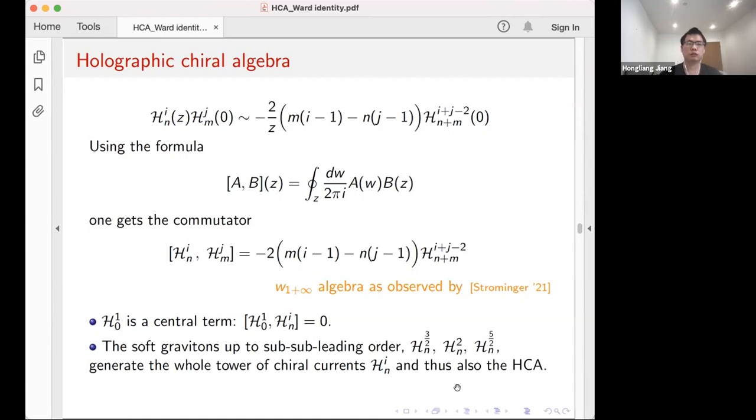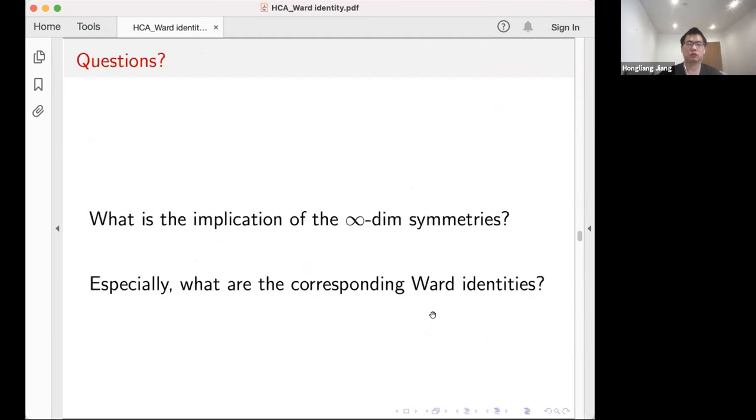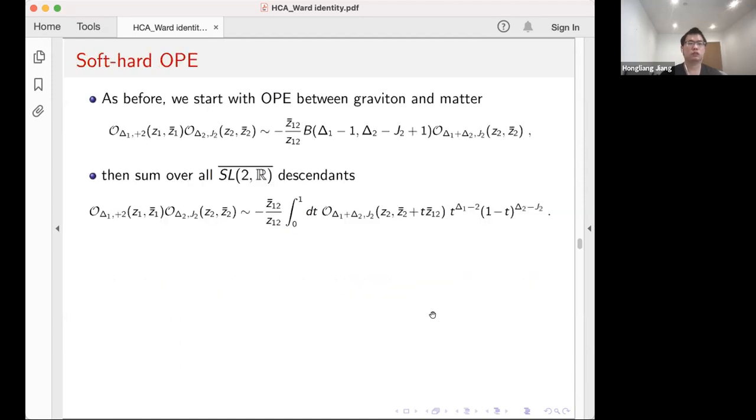So it's nice that we have these infinite dimensional symmetries. But then the next question is, what's the implication of these infinite dimensional symmetries? Especially, what are the corresponding Ward identities? It turns out that the answer to this question is very simple. Instead of considering this soft OPE, we just need to study the OPE between a soft current and a hard operator.